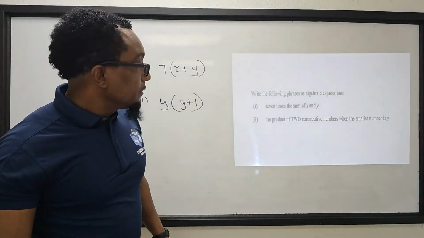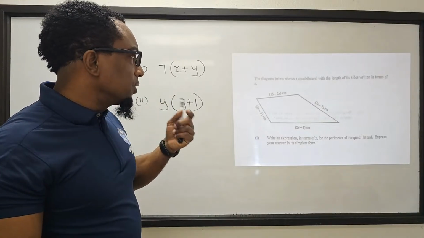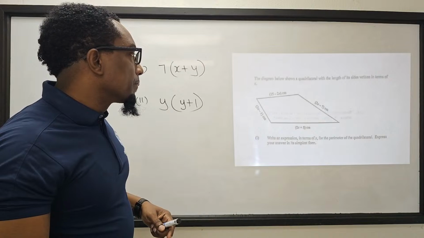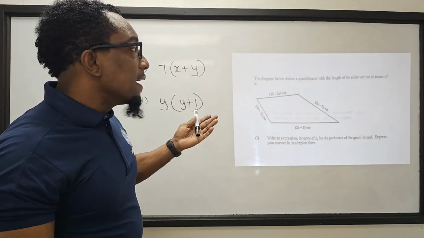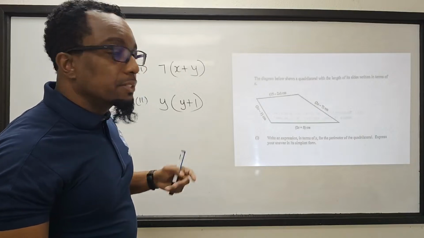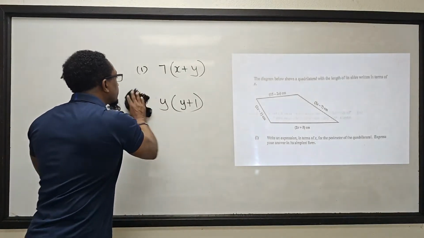Okay, let's look at another. So again, you can see algebraic expressions as such, where they'll give you some shape and they'll ask you to write, for example, the perimeter of this quadrilateral as an expression in its simplest form.